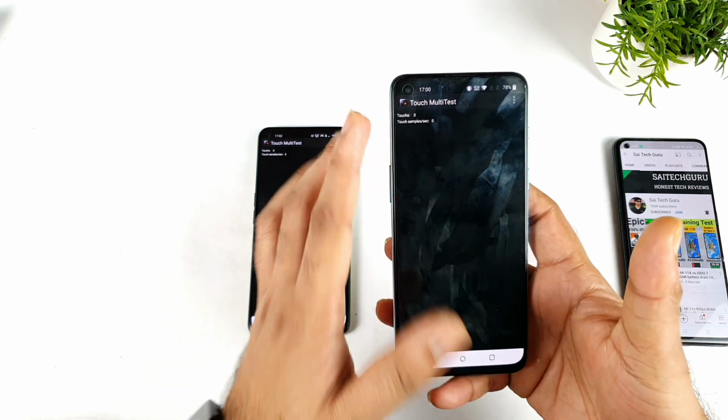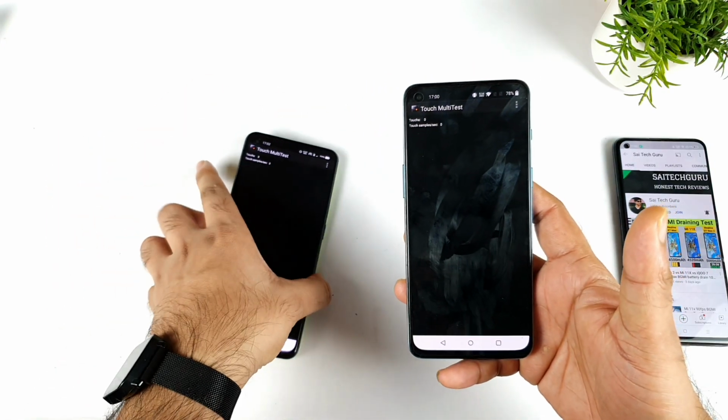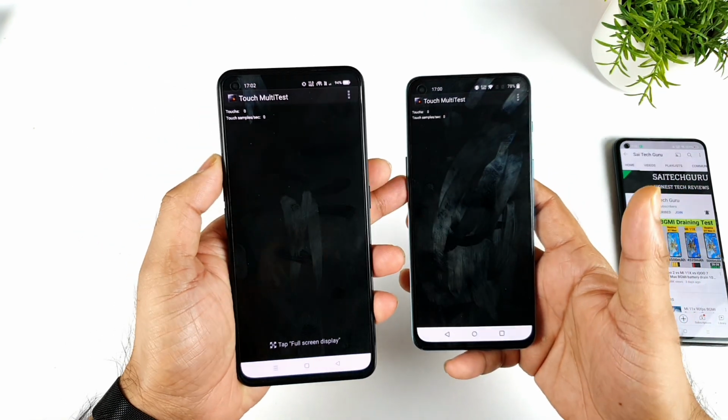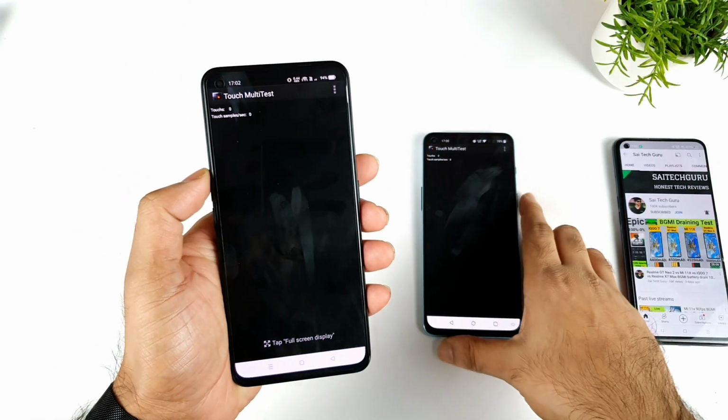Even OnePlus mentioned on Twitter, when some users asked customer service, that it was limited to 120 Hz in the OnePlus Nord 2. So that's another thing you should definitely understand.